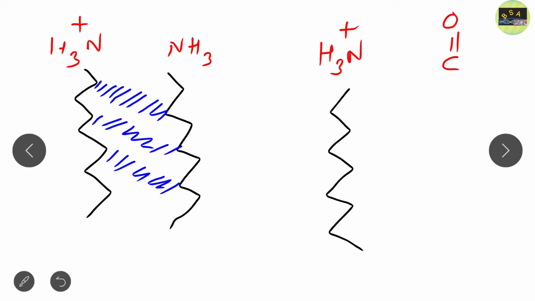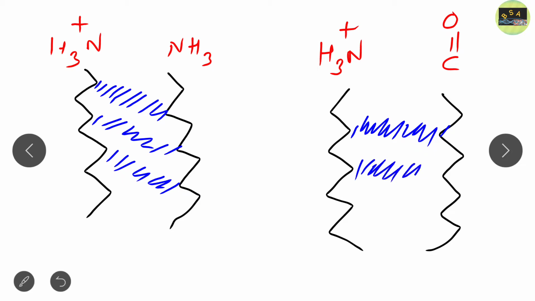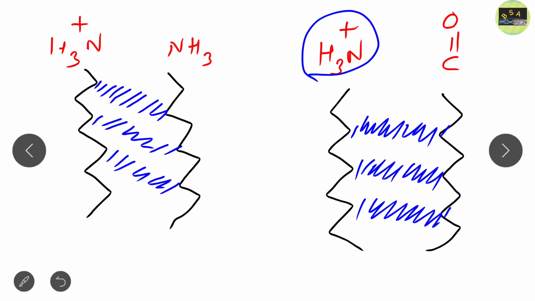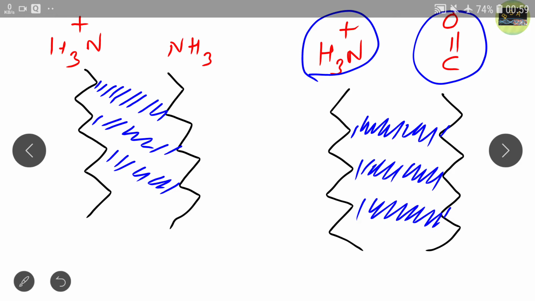Clear? So in this case the hydrogen bond is formed like this, this, this. Clear? So this is the anti-parallel beta sheet, as in this case the chains start with different termini. One is the amino terminus and one is the carboxyl terminus. So this is the anti-parallel beta sheet.